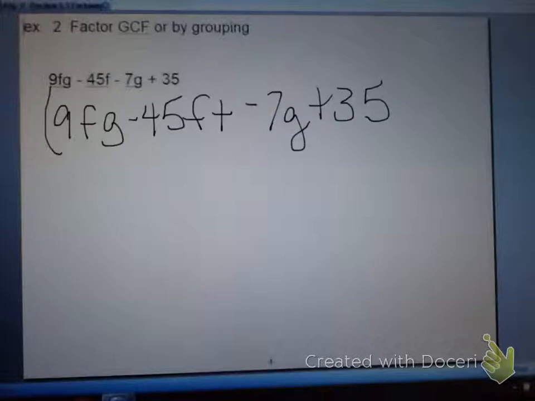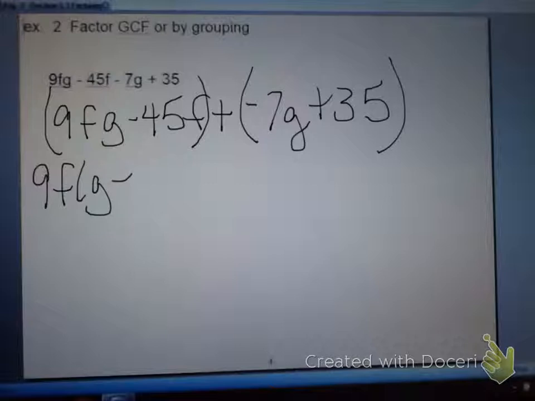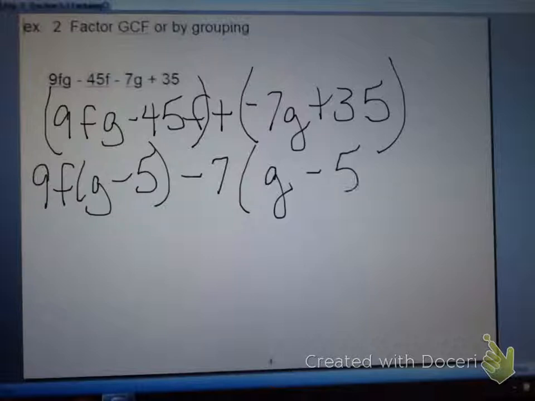Now I'm going to group the first two together, group the last two together, and notice that that negative goes in with the 7G, so I added a plus sign. Now my GCF is a 9F, and I get G minus 5. When your first term is a negative, you have to factor out a negative. So instead of writing plus a negative, I'm just going to say minus 7 is my GCF. And when you divide, negative goes into negative positive times, negative 7 goes into negative 7, positive 1, negative G, and negative 7 goes into positive 35, a negative 5.